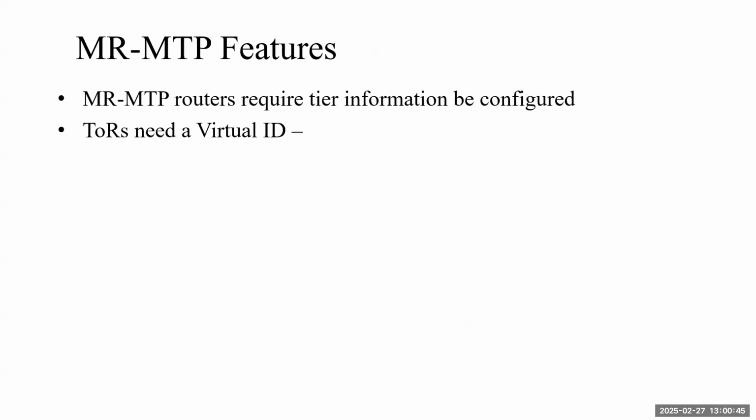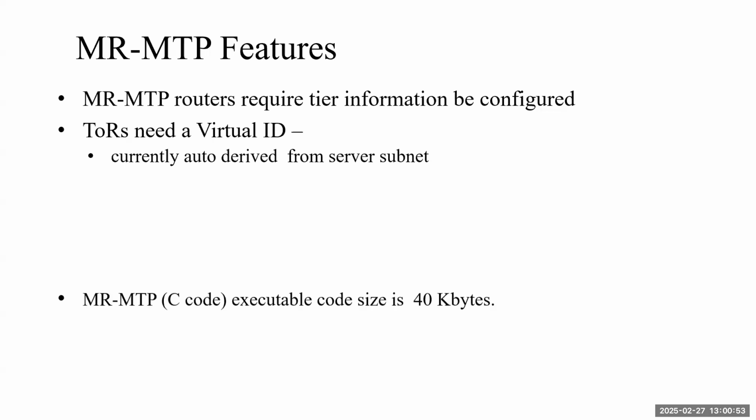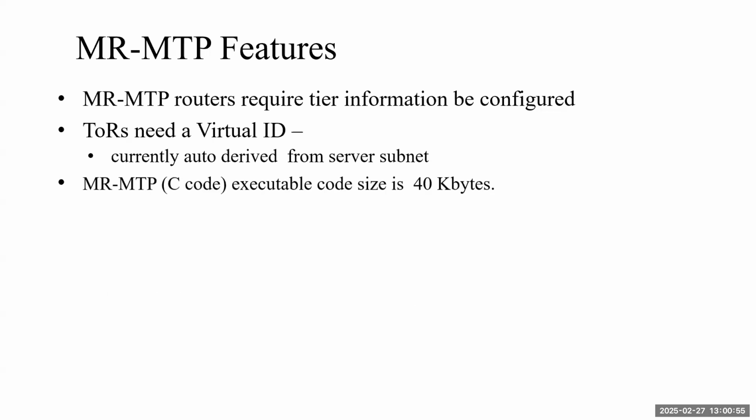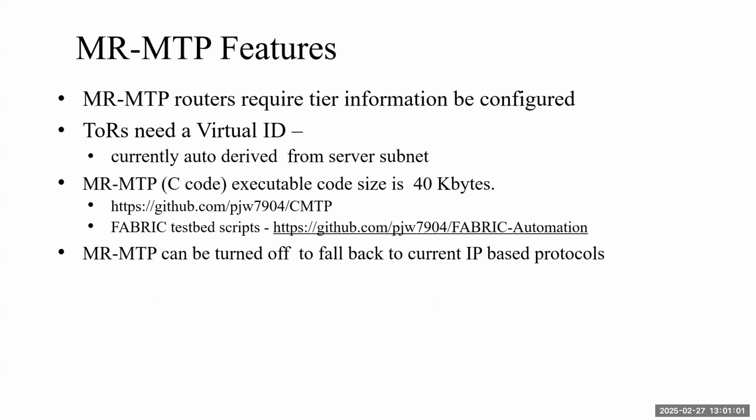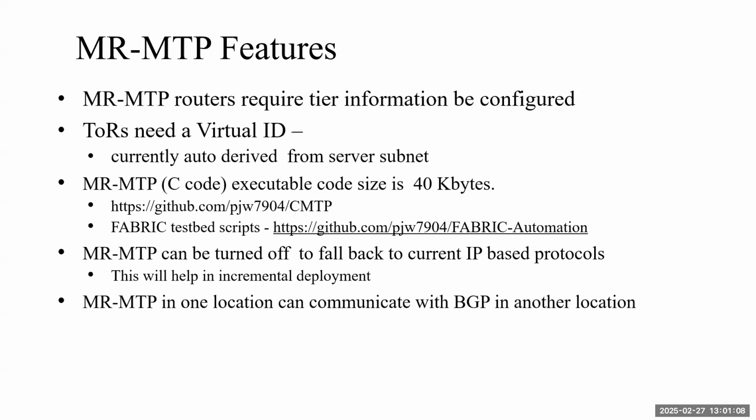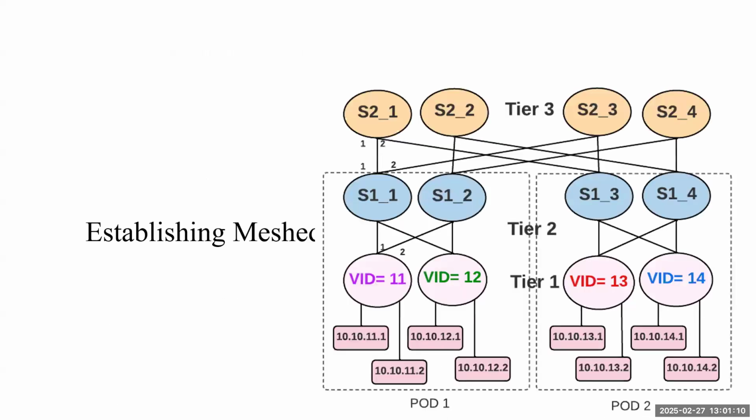All that it requires is a tier for the routers in the different tiers. The TORs need virtual IDs. We auto-derive this from the subnet addresses currently. The C code for MR-MTP is as small as 40 kilobytes. More information is available in these links. MR-MTP can be turned off to fall back to IP-based protocols, and several other advantages are there.